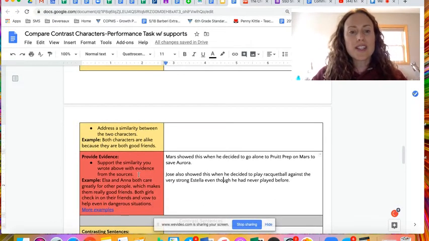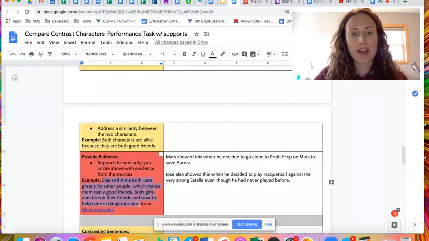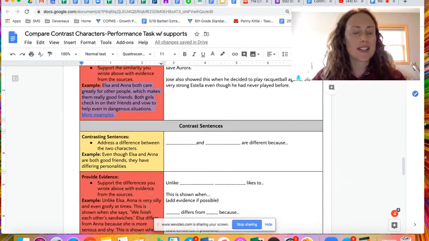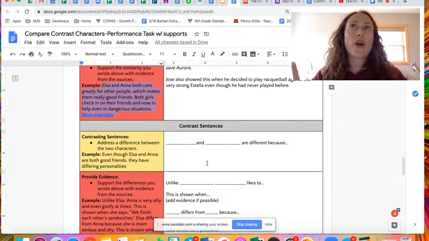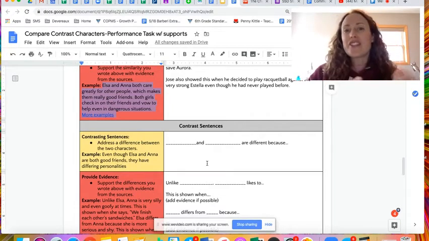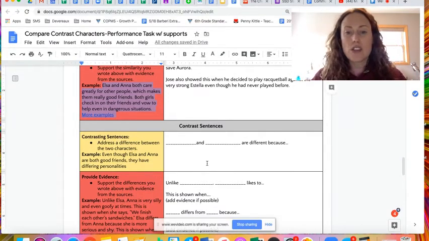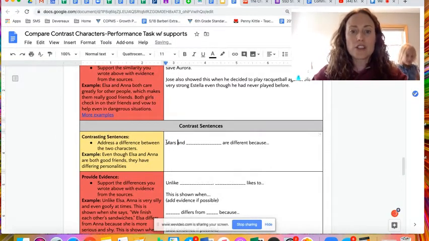So you can see I just kind of went ahead and did that, but you do have a description of what that's providing evidence is, and then the example with Elsa and Anna here, okay? Next up, the contrasting sentences. So for that first transitional sentence, now I have to tell the reader we're moving into talking about their differences, okay? So I'll keep up with that consistent using Mars first, Mars and Jose.